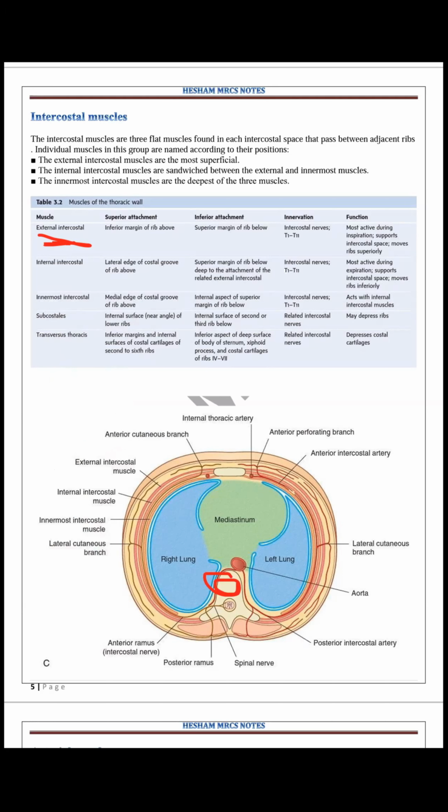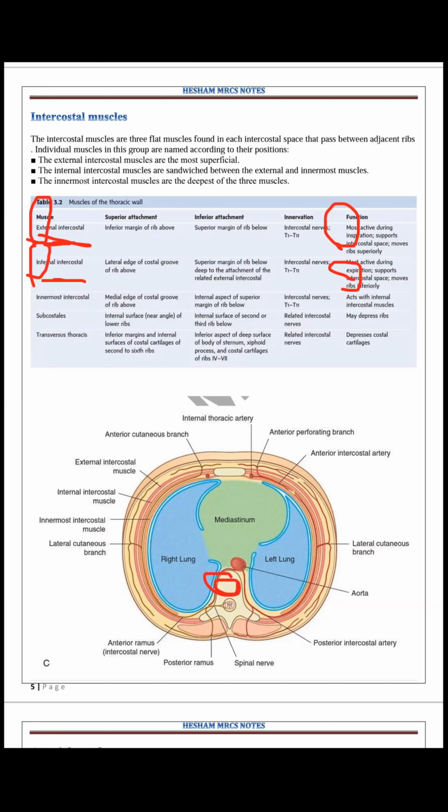I have external intercostal for inspiration, while the internal intercostal is for expiration. So please focus: internal is not with inspiration. Internal with expiration, external with inspiration.